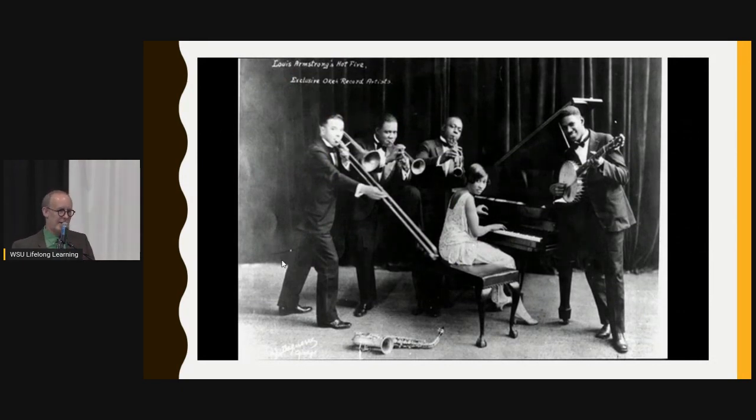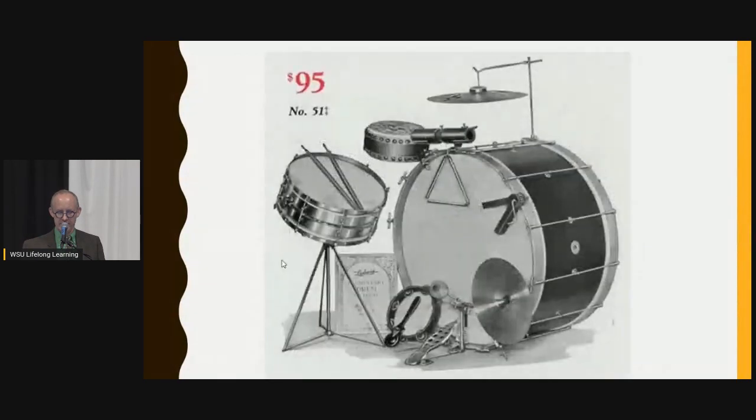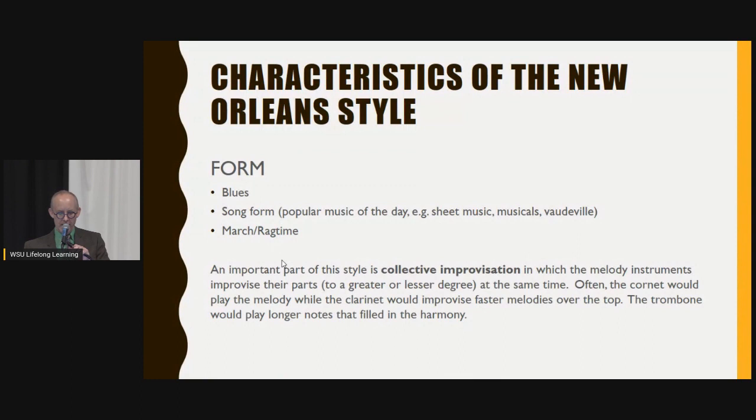So this is kind of what a typical New Orleans combo would look like. Again, there are tons of variations on this. This was one of Louis Armstrong's most important groups. You can see trombone, cornet, clarinet, and piano and banjo. And I think I showed you a picture last time of what a drum set looked like around that time. So that was the ensemble.